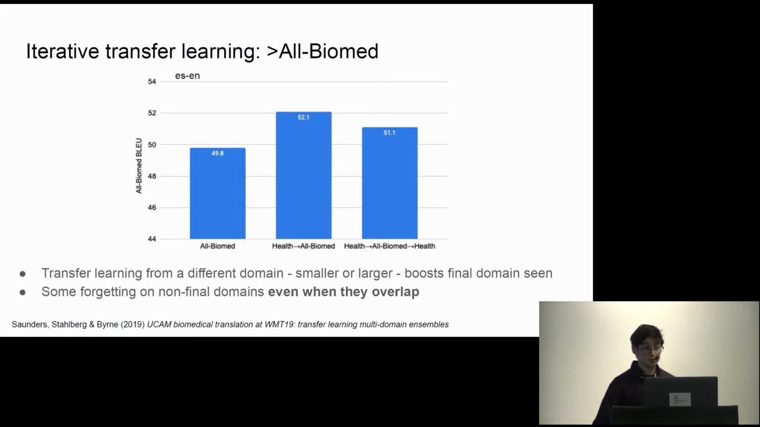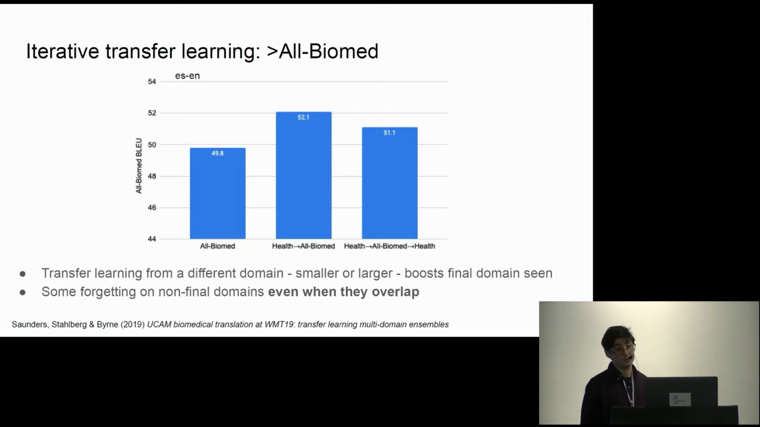What's interesting is when you look at what happens to the larger domain, and this is a case where these are very, very similar domains. Health is actually a subset of all biomed. We still see this boost, the comparison from training only on all biomed versus pre-training on another domain, even if it's smaller. But when you tune away from that domain, you see some forgetting.